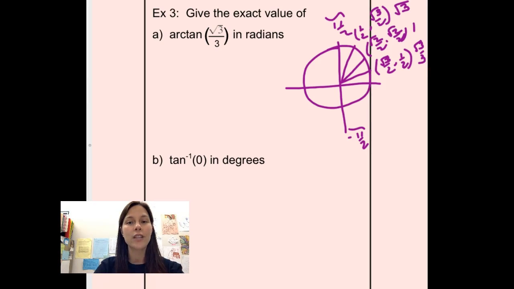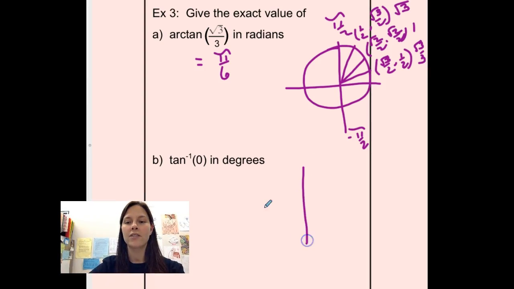Again, you can either look at the ordered pairs and think logically about the tangent function. We've got root 3, 1, and root 3 over 3. Which one do you need to rationalize? That's the one that's root 3 over 3. So in our case, in radians, our arctan of root 3 over 3 is pi over 6.